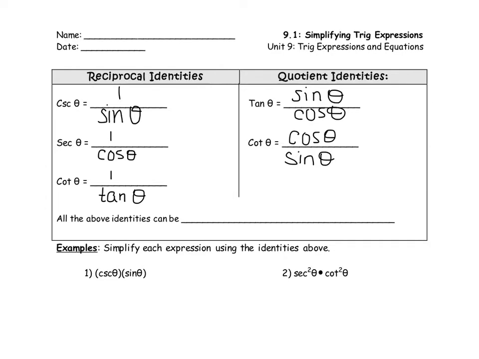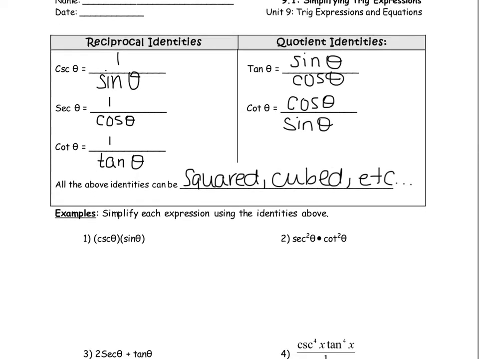All right. Now, all of these above identities, they can be squared, they can be cubed, etc. We can pretty much raise them to whatever power we want to, and you'll see later on what that means and how it comes into play. But now let's try a few examples.